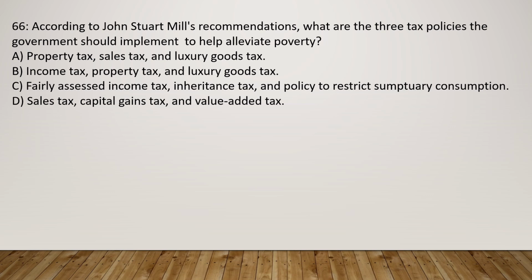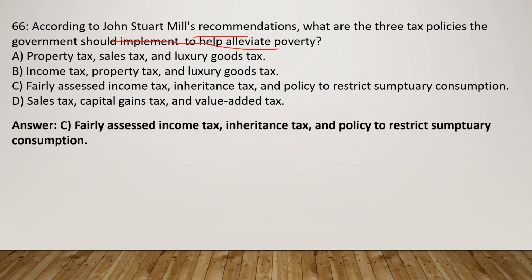According to John Stuart Mill's recommendations, what are the three tax policies the government should implement to help alleviate poverty? That is, fairly exit income tax, inheritance tax, and policy to restrict sumptuary consumption.